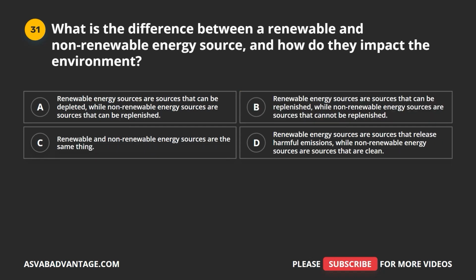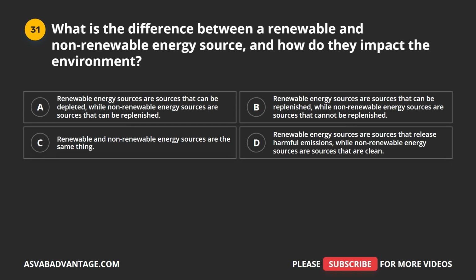Question 31. What is the difference between a renewable and non-renewable energy source, and how do they impact the environment? A. Renewable energy sources are sources that can be depleted, while non-renewable energy sources are sources that can be replenished. B. Renewable energy sources are sources that can be replenished, while non-renewable energy sources are sources that cannot be replenished. C. Renewable and non-renewable energy sources are the same thing.